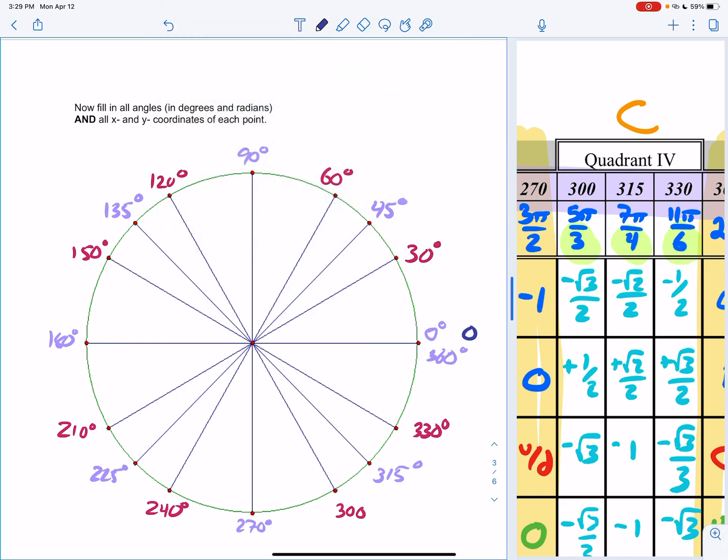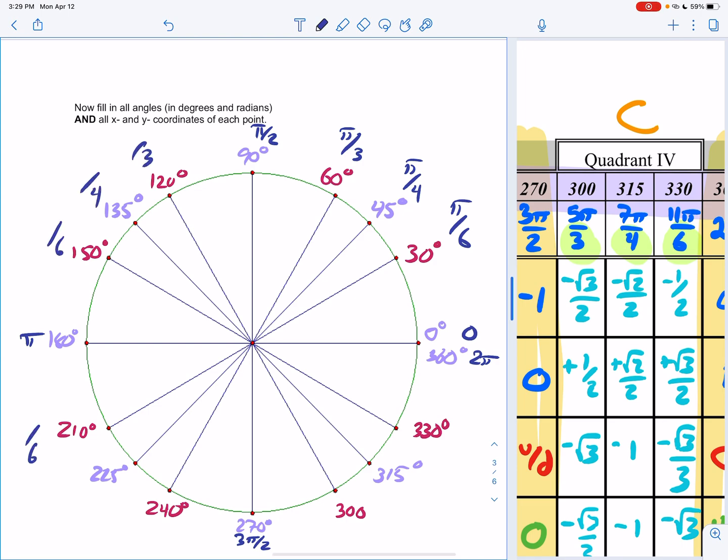That's 0 radians. That's pi over 2, pi, 3 pi over 2, and 2 pi. Okay? I know that this is 6, 4, 3 pi, pi, pi. So this is 6, 4, 3, 3, 4, 6. I'm going to go ahead and put in all the pi's here so I don't forget. Pi, pi, pi.